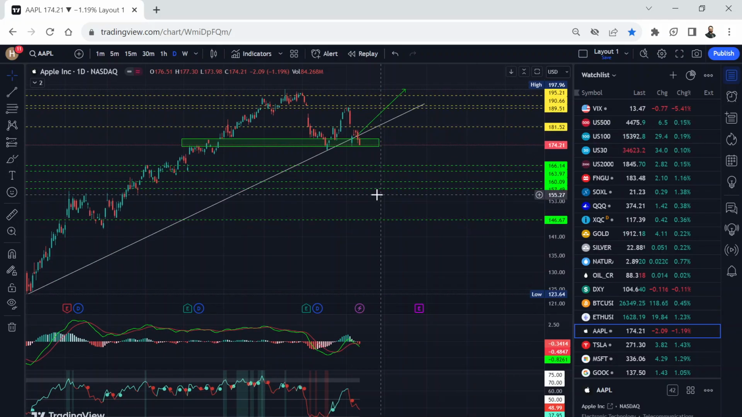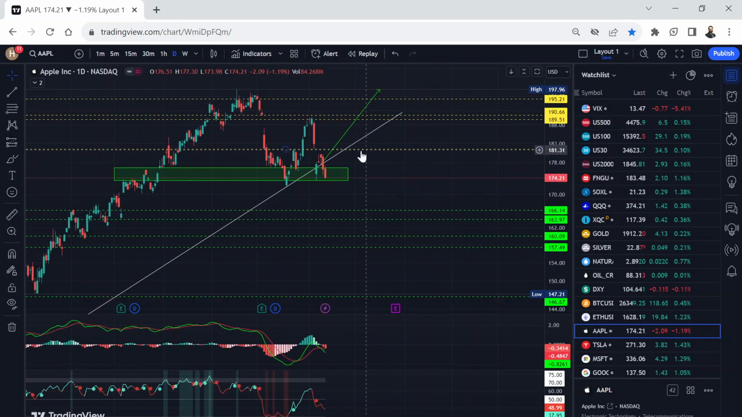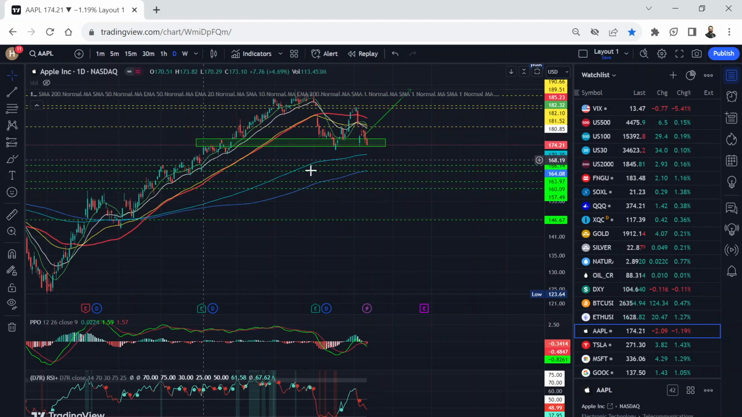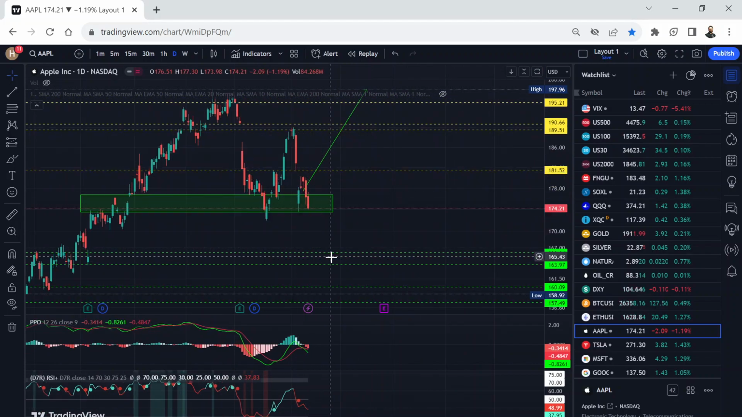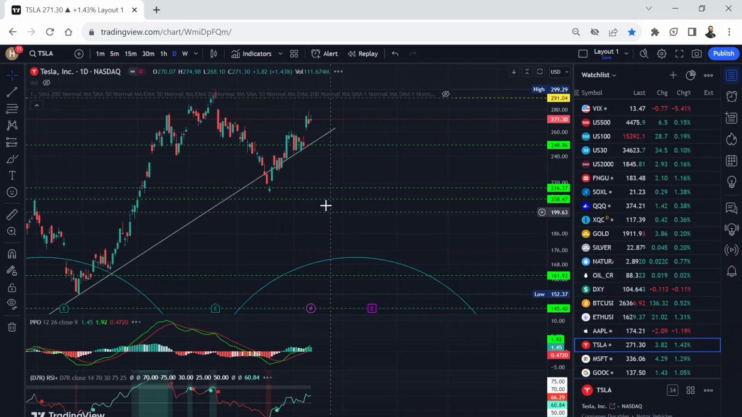Apple is breaking down, but it's right on support where it should be. It broke below this trend line. Actually, I should maybe get rid of this trend line because it's not valid anymore. Let's bring in moving averages. It's below all moving averages. There's a gap here around 166. So let's see if Apple wants to come all the way down to 166 to fill. But this is also a good support because this is where we bounced just last time. So we might be ready for a bounce from here. So don't be too bearish on Apple.